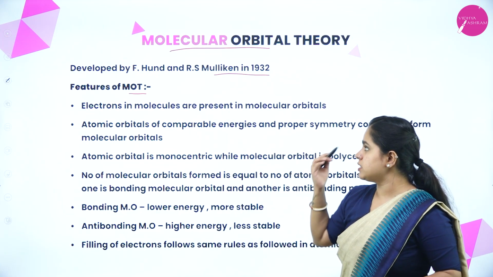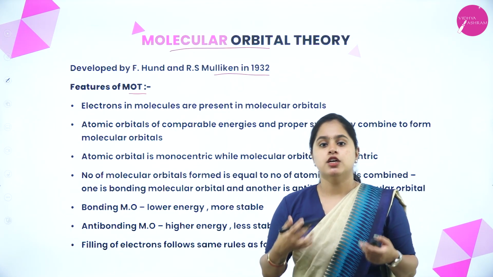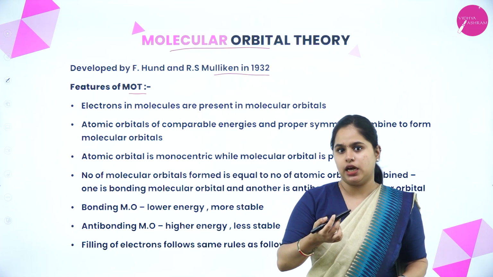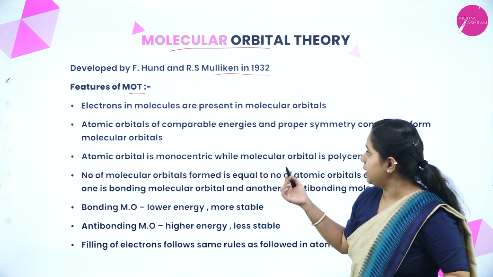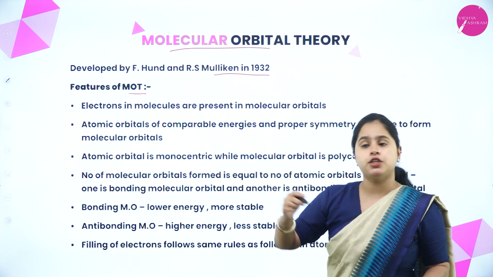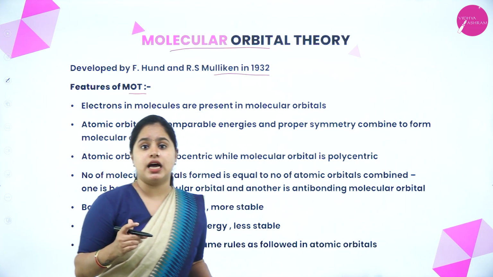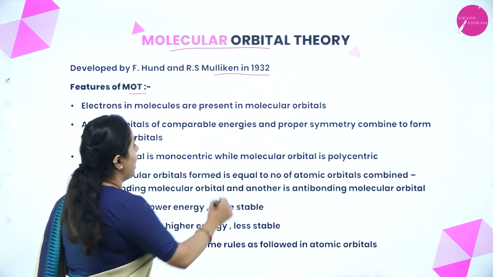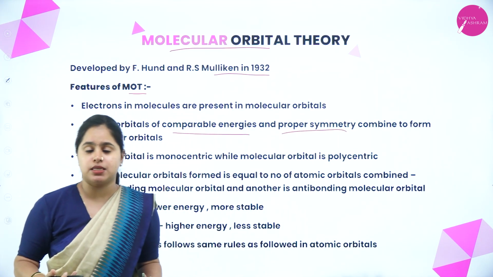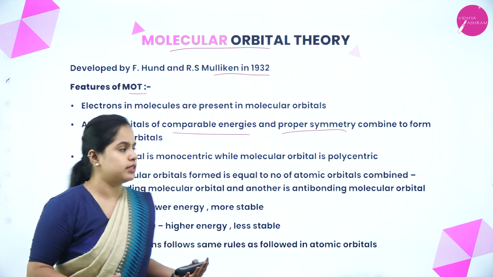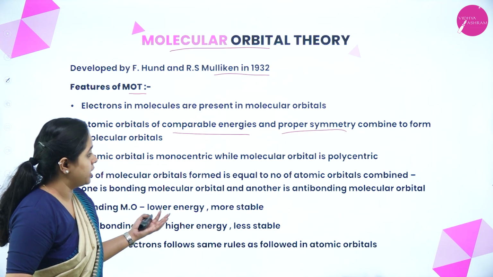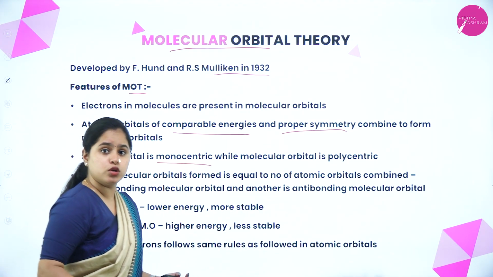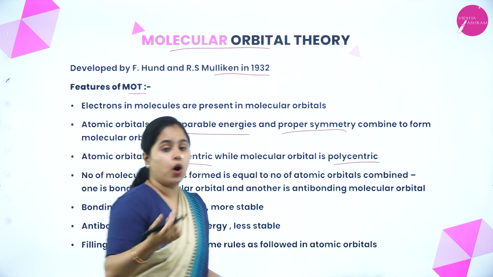So, the first one is electrons in molecules are present in molecular orbitals. If in atoms they are present in atomic orbitals, in molecules the electrons are present in the molecular orbitals, right? Now, atomic orbitals of comparable energy and proper symmetry combine to form molecular orbitals. So, random atomic orbitals do not combine and form molecular orbitals. Only atomic orbitals having comparable energies and proper symmetry combine. Next one, atomic orbitals are monocentric while molecular orbitals are polycentric, right?